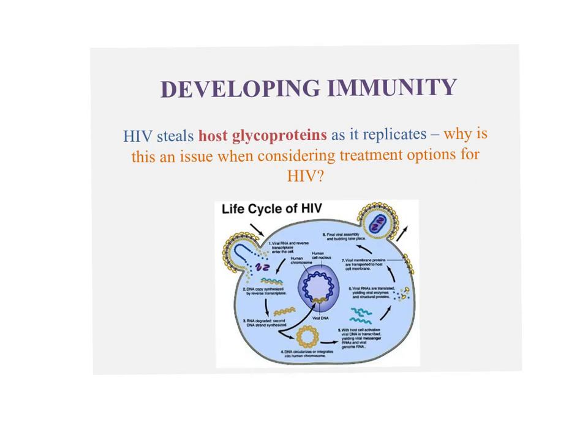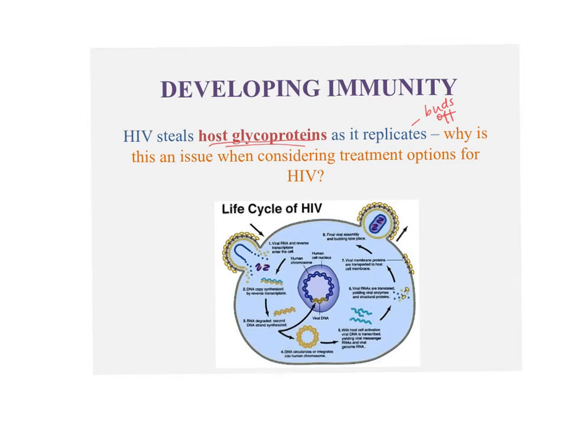Now, we need to think about how the HIV life cycle actually means that it's really, really hard to treat. And we've got to think about it in these terms. So HIV steals host glycoproteins from the plasma membrane as it replicates, specifically as it buds off. Why is this an issue when considering treatment options for HIV? So you can pause, you can have a think, or you can just carry on if you want to find out the answer.